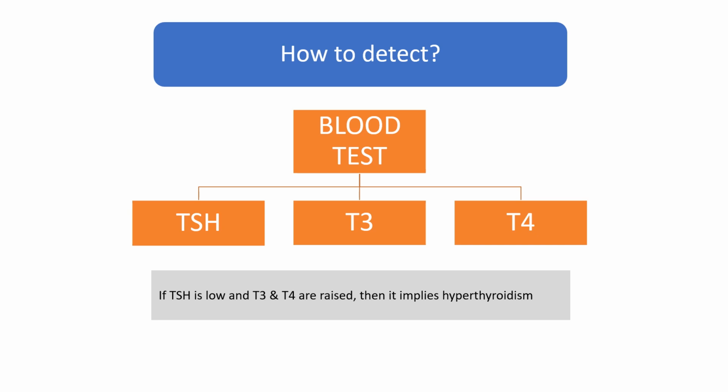To know whether the person is suffering from hyperthyroidism or not, we usually do a blood test and measure the levels of TSH, T3 and T4. If TSH is lower than normal and T3, T4 are raised, then it is hyperthyroidism.